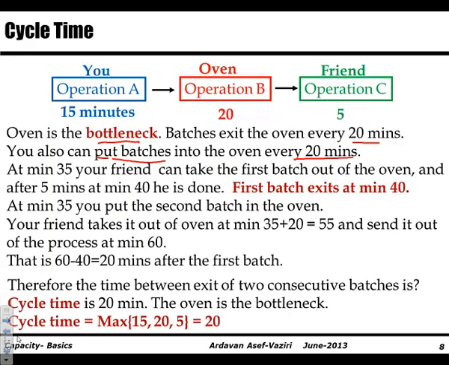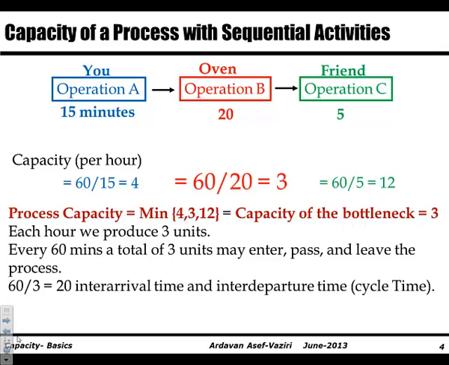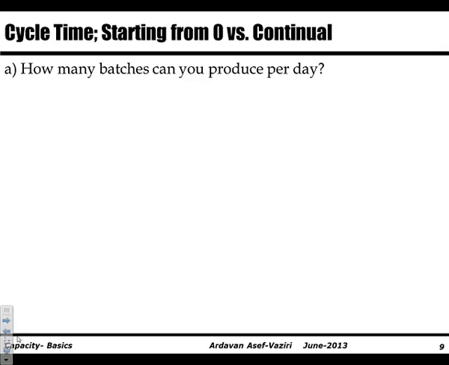If I have 3 consecutive operations, one takes 15 minutes, the other 20, the last one 5, cycle time is the maximum of these 3, which is 20. Cycle time is 20, the maximum of the processing time of each operation. But capacity is equal to the minimum of the capacity of the 3 operations. How many batches can be produced per day?